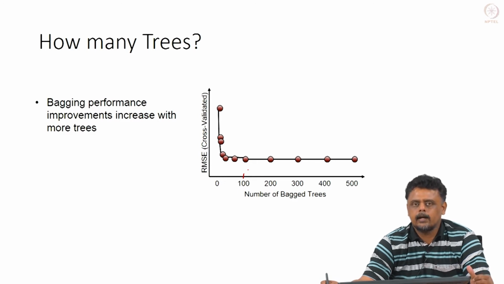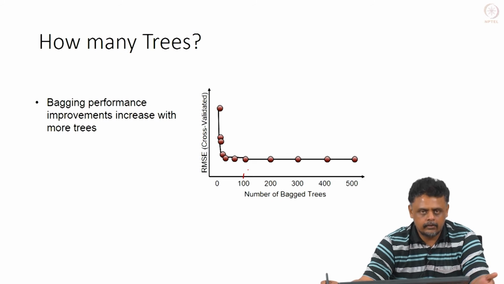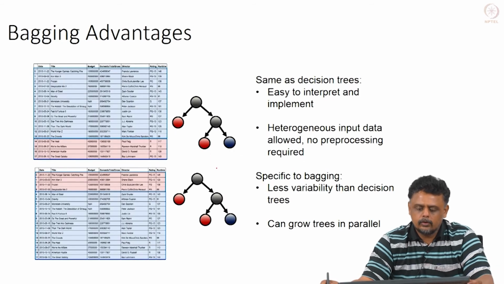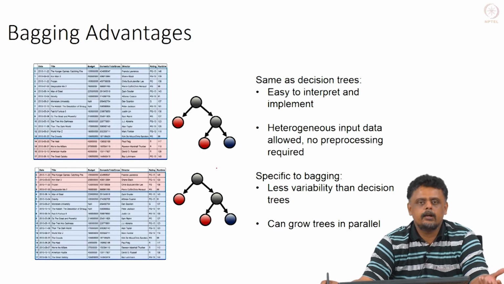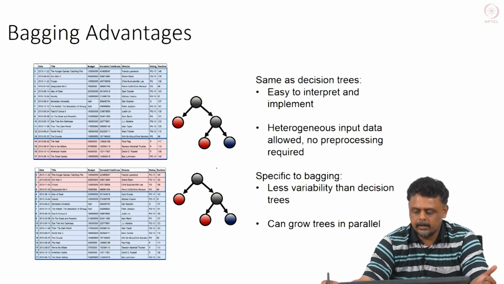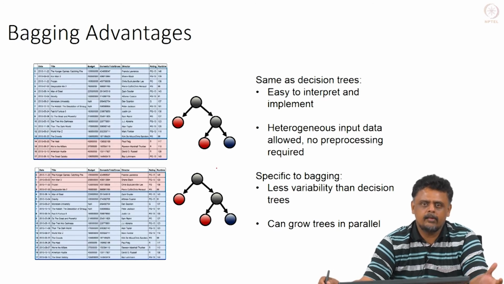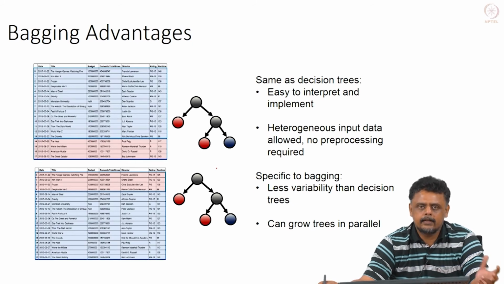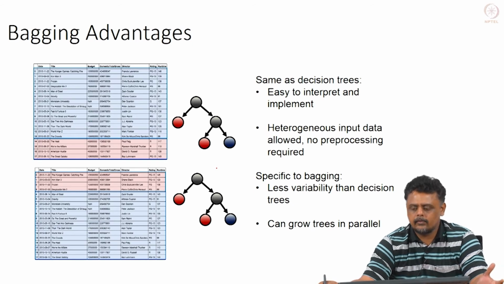And of course, you can always measure the error using out of bag error, and you can also look at feature importance just by averaging across the trees. So, the advantages of bagging are the same as decision trees: they are easy to interpret and implement. You do not have to do any pre-processing, especially for bagging. Whatever pre-processing you do to the data, centering it at 0 and unit variance, remains the same. There is no extra data pre-processing of any sort.